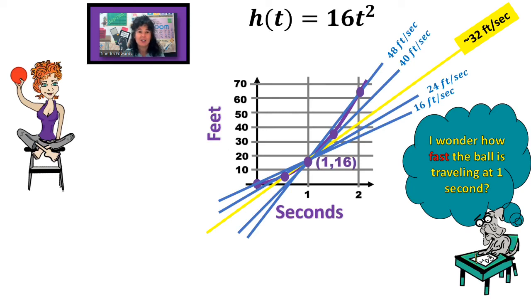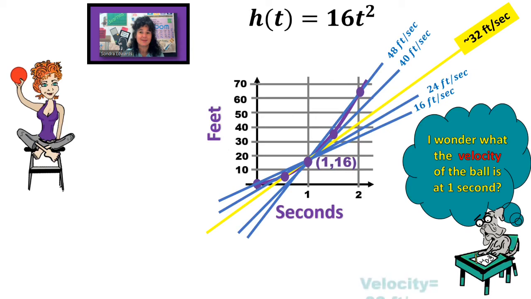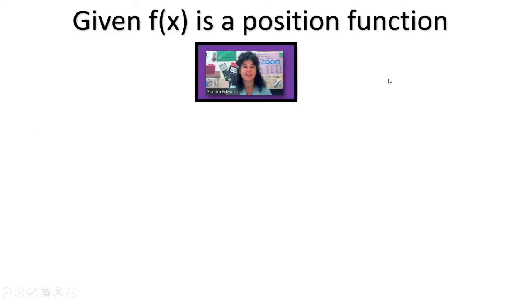I think our calculus-loving dog, loving calculus and all, wants to adjust his question. Perhaps he wants to know, I wonder what the velocity of the ball is at 1 second. Well, the velocity would be negative 32 feet per second. So let's go over all of the big takeaways from this example.